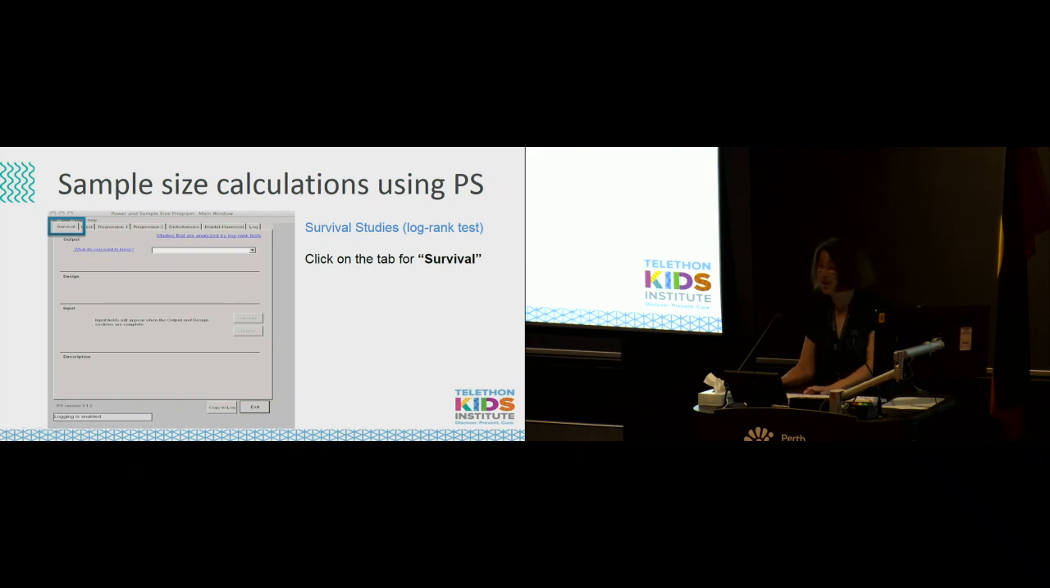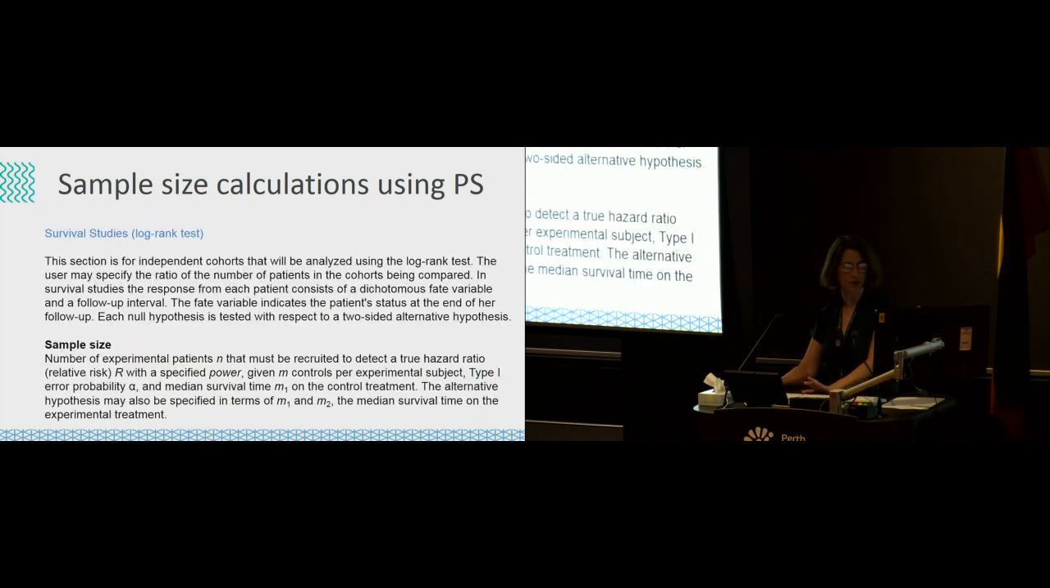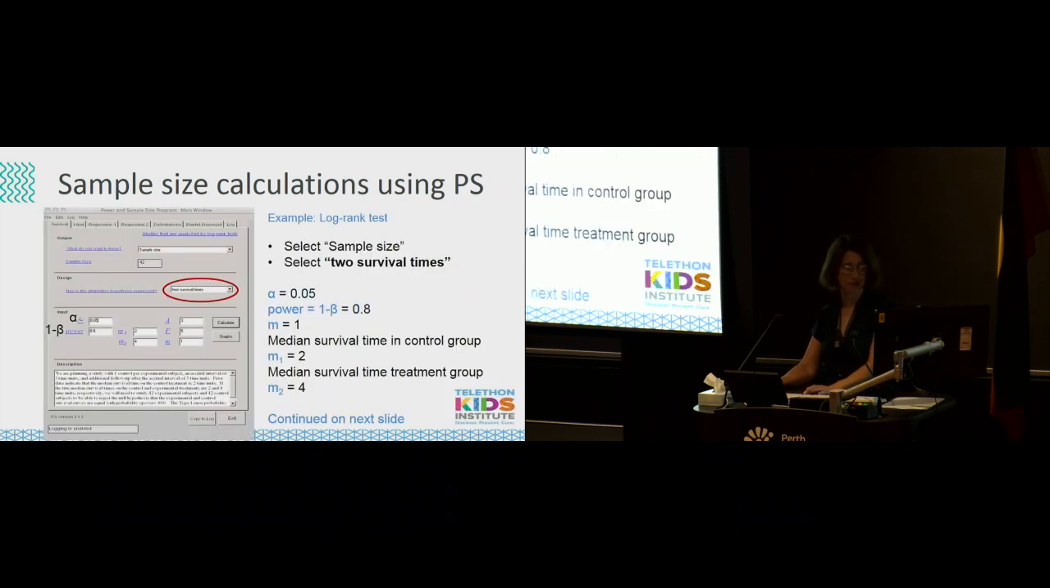And then finally, survival analysis, if you're doing a time to event. So we've traditionally called it survival, but I think more accurately we should call it a time to event. So you click on the tab, you get the usual blurb that gives you all the information. And first off, we're just going to look at what if it was a simple log rank test. So in this case, again, we're looking at sample sizes. In the drop-down window, we're going to select 2 survival times.